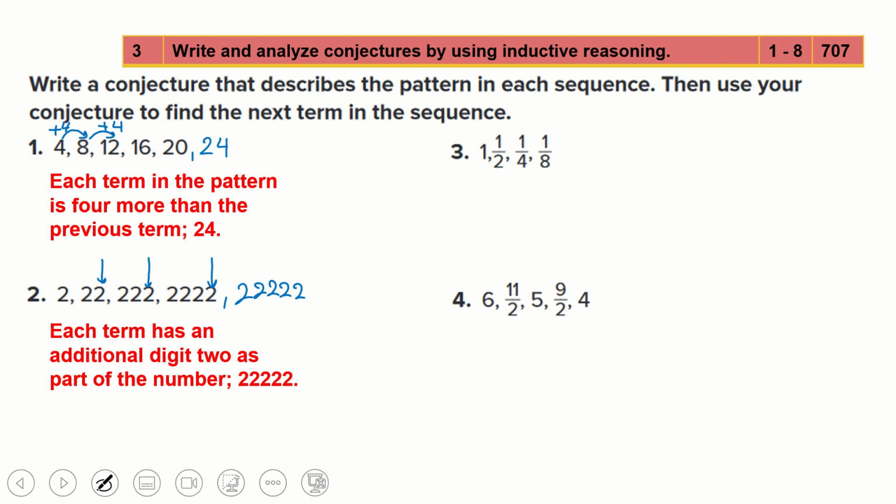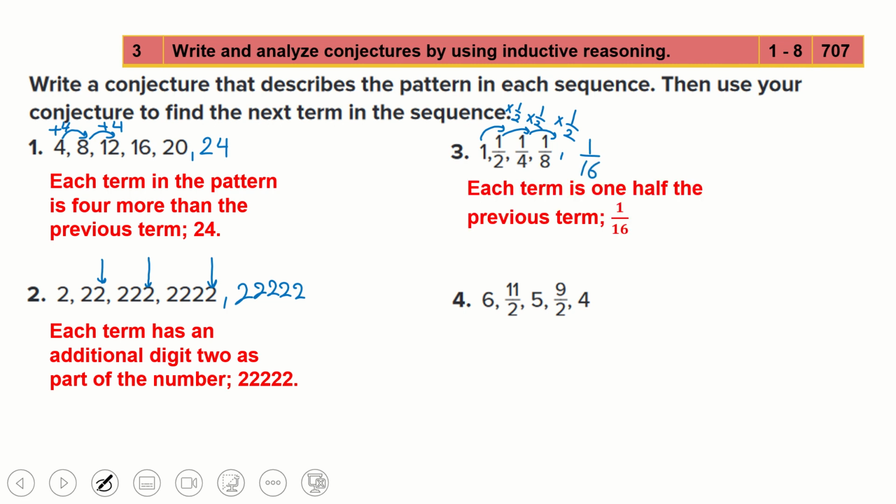Question number 3. So 1 multiplied by 1.5 is 1.5. 1 times 1 half is 1 half. 1 half times another half is 1/4. 1/4 times 1 over 2, which is 1 over 8. And if you multiply by 1 over 2, you get 1 over 16. So each term is 1/2 the previous term.